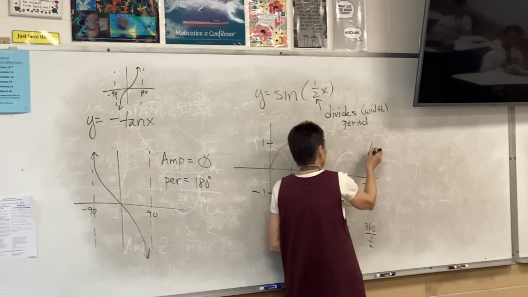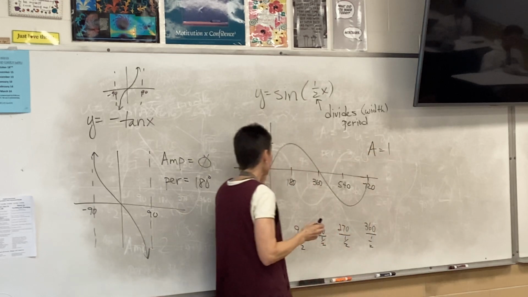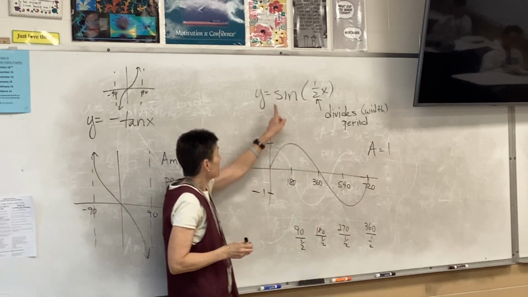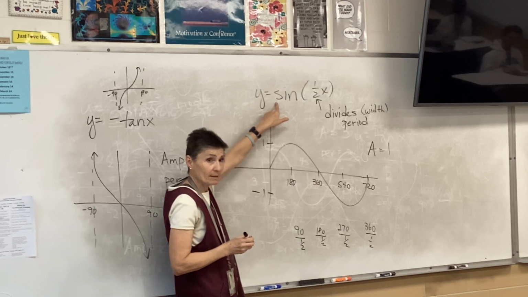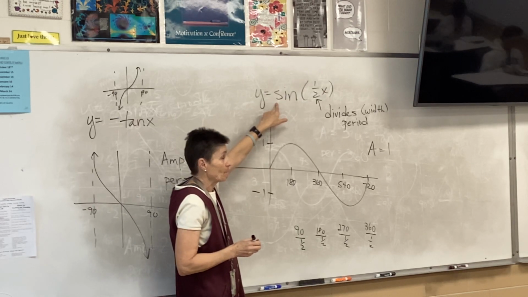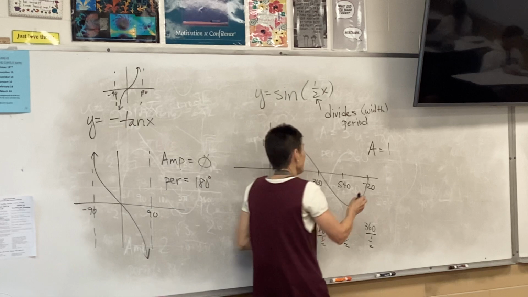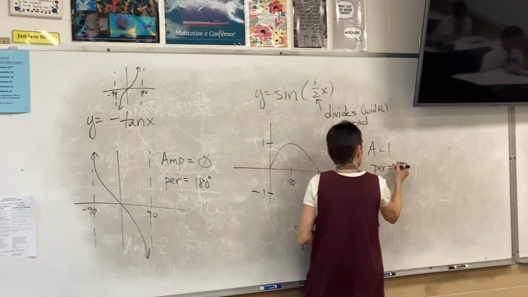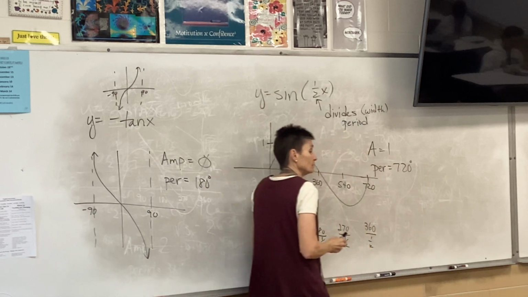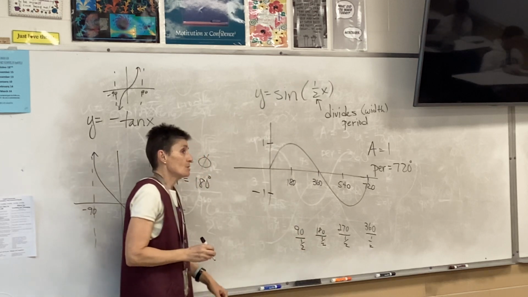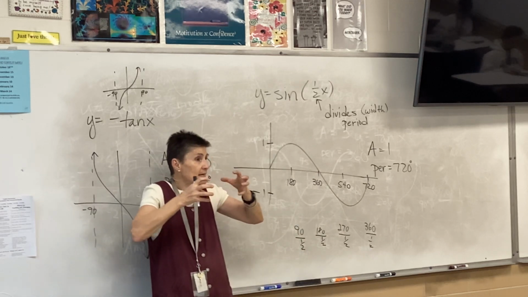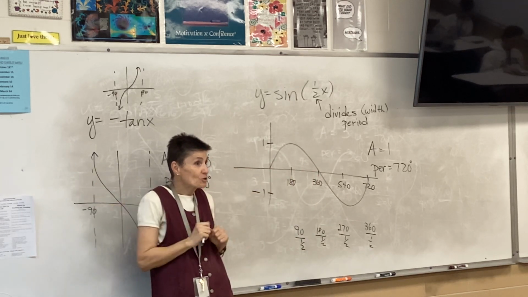So your amplitude is still 1. We didn't change that, because a number out here changes that, right? And we don't have one. And our period is 720. So in reality, this thing got stretched.